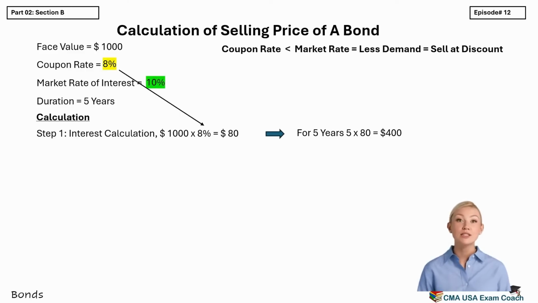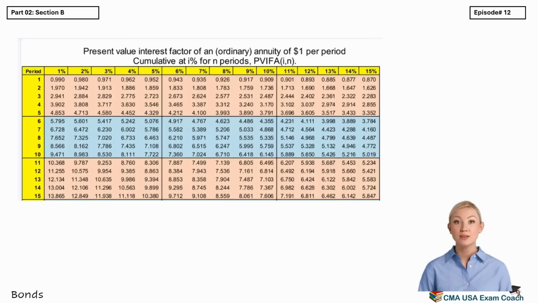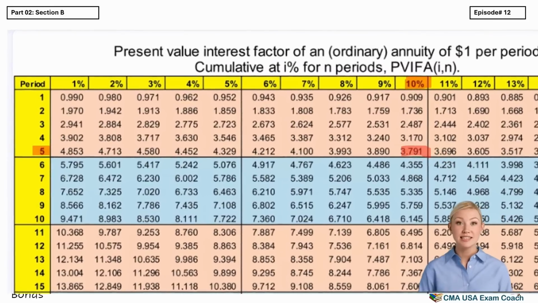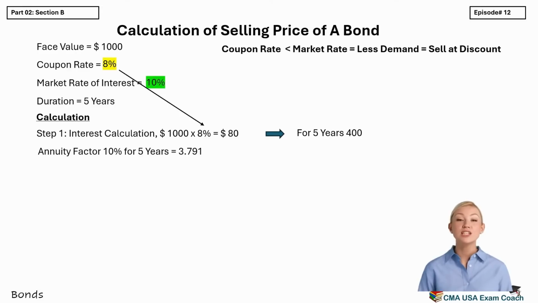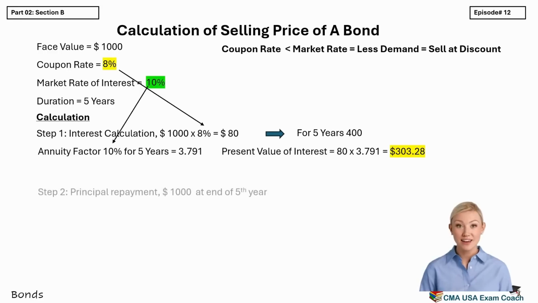Since the annual payments are equal, we will use the present value annuity factor for 5 years at 10%. From the present value table, this factor is 3.791. So we multiply $80 by 3.791, which gives us the present value of the interest payments, $303.28. Now, we also receive the face value of $1,000 at the end of 5 years.